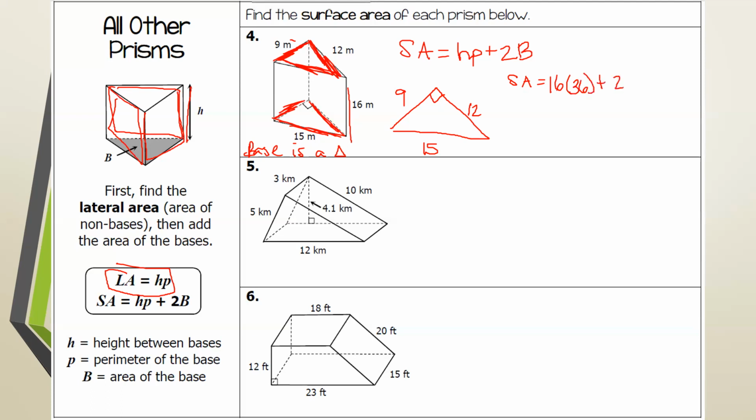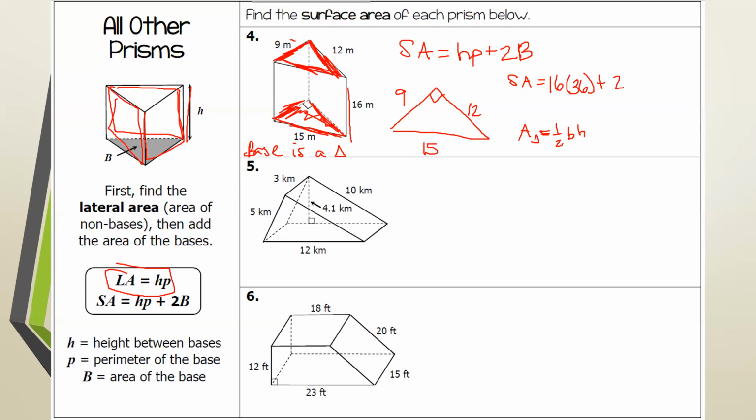Plus 2 times capital B. We need to find the area of this triangle. Okay. Well, remember, we learned how to find the area of a triangle. The area of a triangle is 1/2 times, they use lowercase b. See the difference? Okay, this capital B is the area of this entire base, whereas this lowercase b is just the length of the base of this triangle, times the height of this triangle.